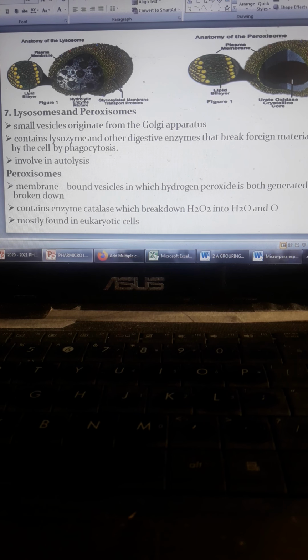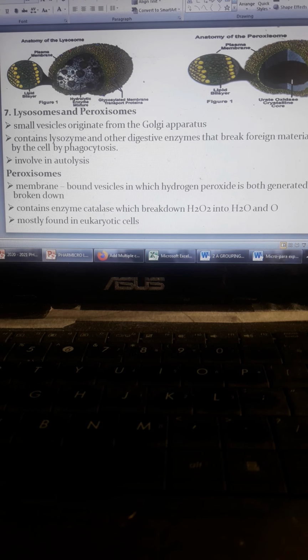That's why the mechanism is almost the same as what we discussed in biochemistry, the phagocytosis, and then we have the autolysis, also known as autophagy. Autolysis is the digestion of the dead organelles. And we have peroxisomes, membrane-bound vesicles in which hydrogen peroxide is both generated and broken down by the enzyme known as catalase. So this is what breaks down hydrogen peroxide into water and oxygen. Peroxisomes are mostly found in eukaryotic cells.